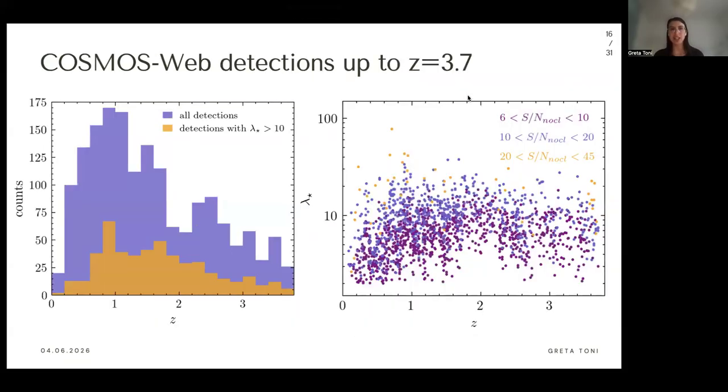This is the result. So we were able to extend up to redshift 3.7. So we will see it. We went into the regime of progenitors of clusters, so non-virialized structures. And we have here, I put on the left the distribution in redshift. In orange, you can see the richest detections. While on the right, you have the lambda star, the intrinsic richness, versus the redshift of the detections in the catalog.